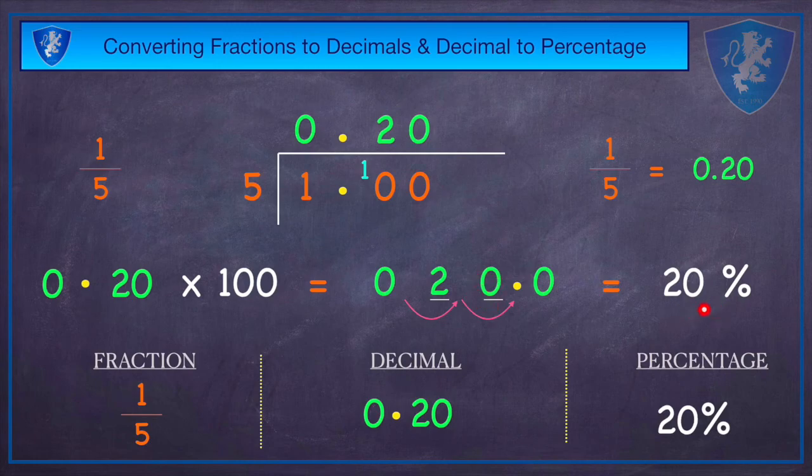Now, the fraction we started off was 1/5. As a decimal is 0.20. As a percentage is 20%. That's 1/5. Let's look at 2/5 now.